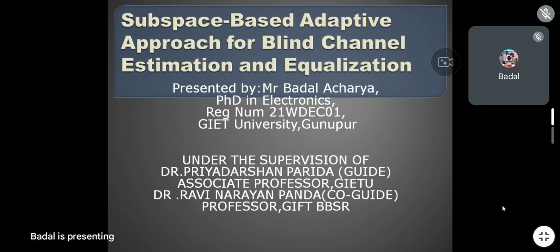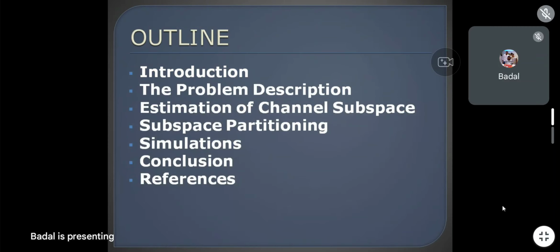Going to present a topic: Subspace as adaptive approach for blind channel estimation and equalization under the supervision of Dr. Peterson, Professor and guide at GIT University, and Dr. Abhinav Pandit, my co-guide at Bhubaneswar. This is the outline of my topic: introduction, the problem description, estimation of channel subspace, subspace partition, simulation, conclusion, reference.